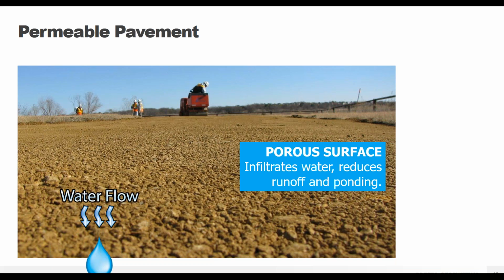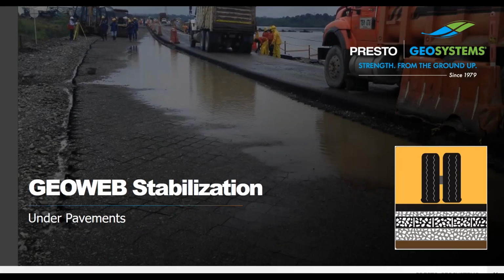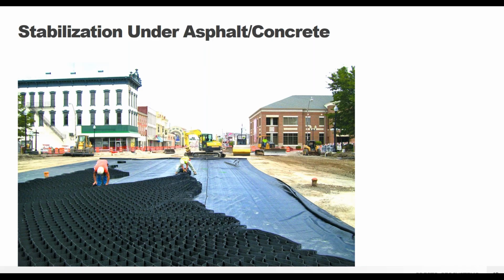And we've worked with a lot of regulators all over the US to know sort of what they're looking for and how our systems can help with that. Okay, so we're going to pivot now and talk about the GeoWeb system under hard pavements, and that includes things like asphalt, reinforced concrete, and then also roller compacted concrete. So lots of different pavement options.